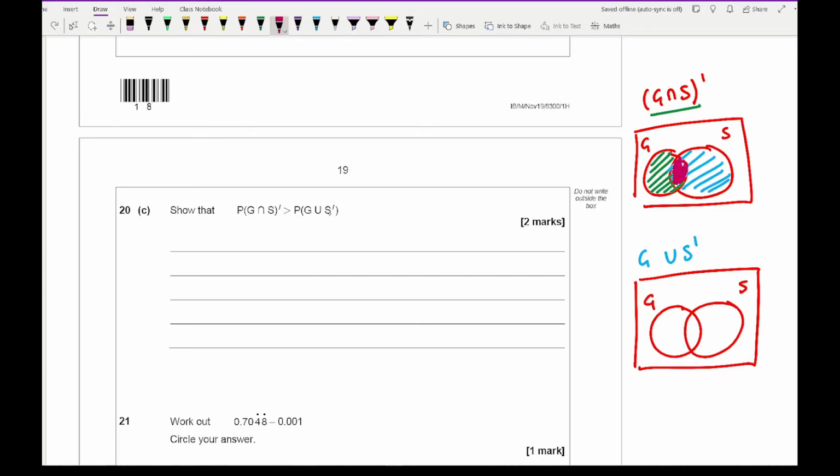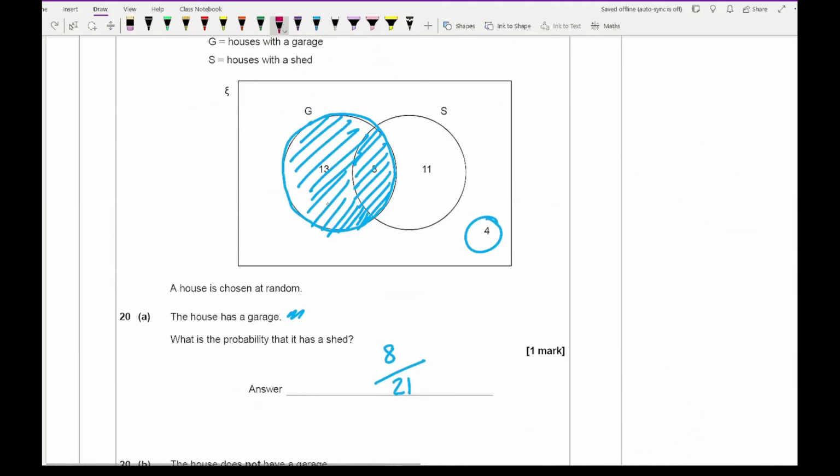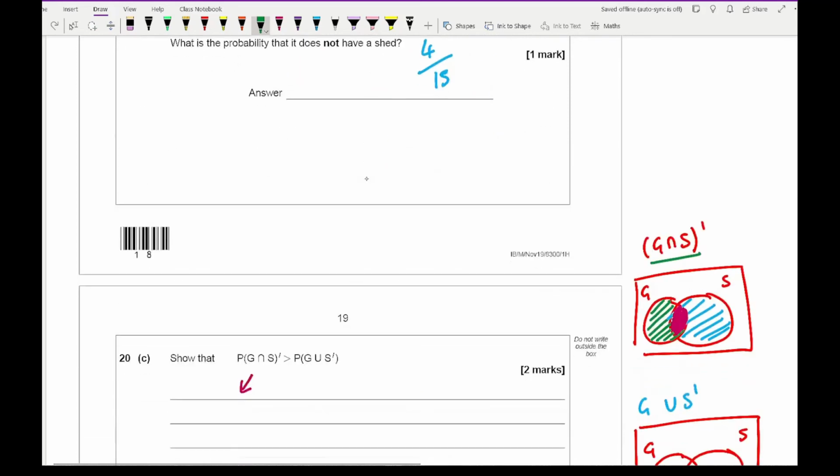Now because we're not wanting that bit, what I then need to do is work out everything else that isn't part of that shaded purple area. So if I look back to this, and let's just get rid of that shading here. So it's everything apart from the 8. Now looking at this, we've got a total of 36. So that's going to be 36 take away 8, which is 28. So that's going to be 28 over 36, which then simplifies to give me 14 over 18, which is 7 over 9.